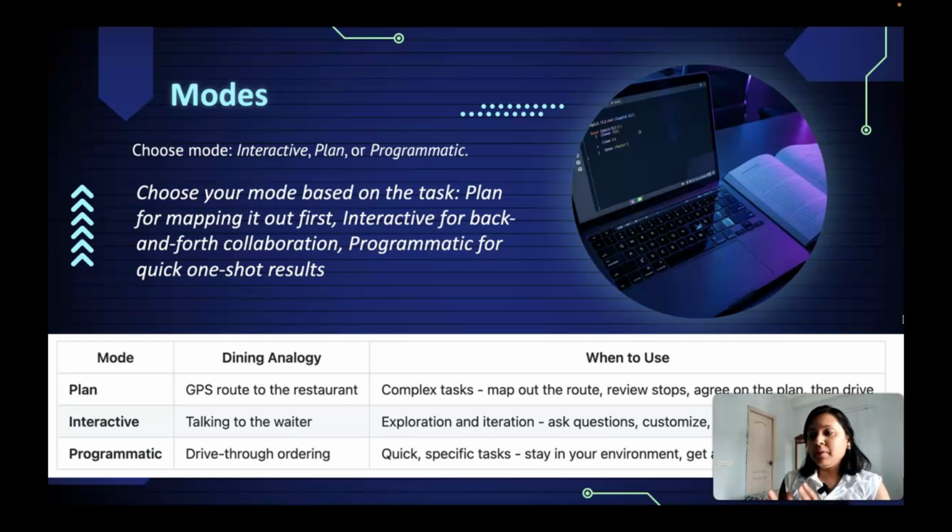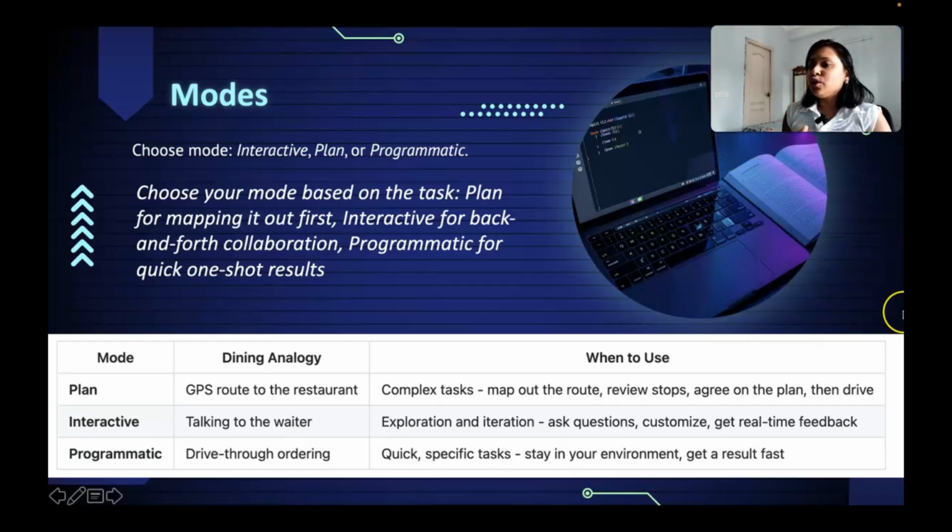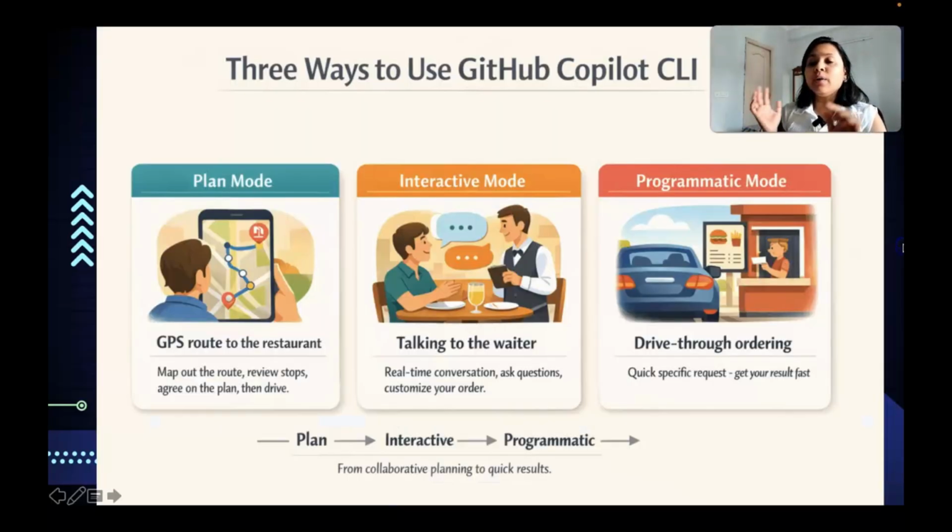So the first mode is plan. What does plan mean? If there's a complex task, you can map out the route and review it if there is anything. Then comes the interactive mode, where you can explore things, ask questions, and get feedback. It's real time, like you are interacting with me: if you say something from the other end, that's an interaction. Now the next is programmatic, where you have a quick, specific task and you have to run it in an environment and get the result fast. So let's take a very layman example here and see how exactly that works.